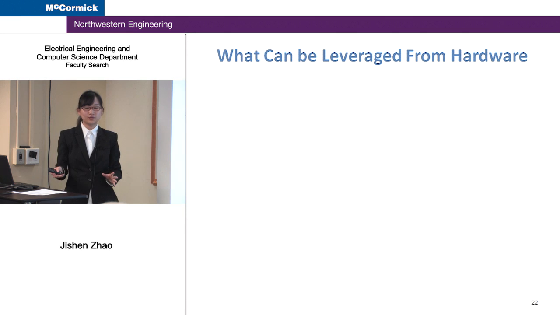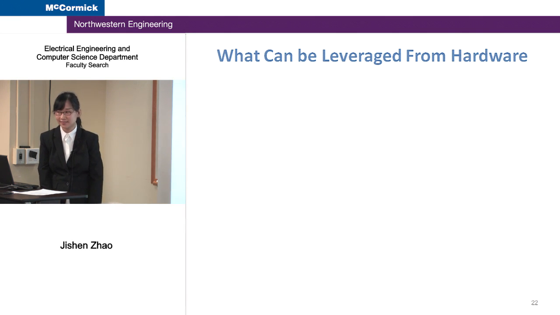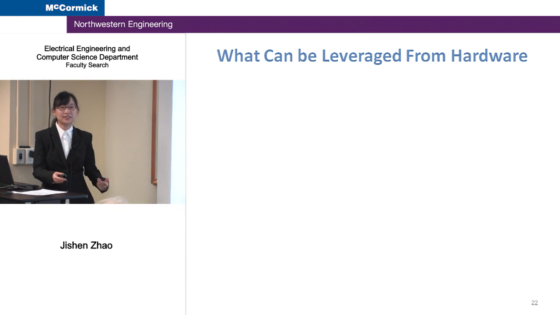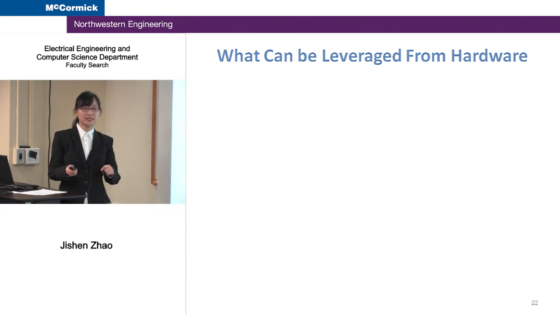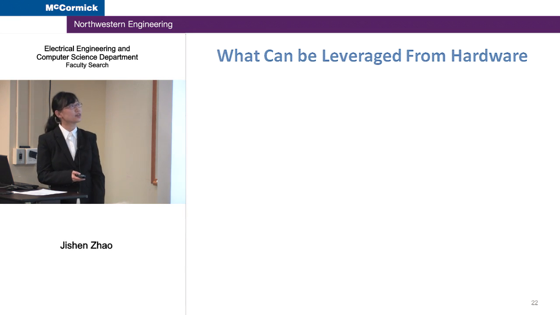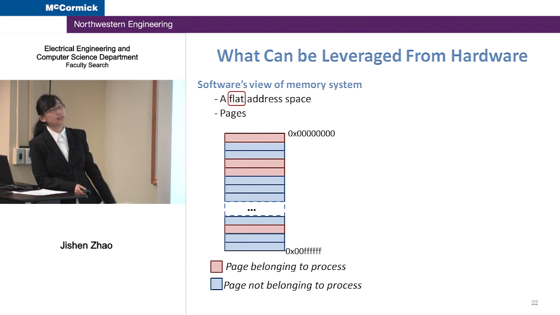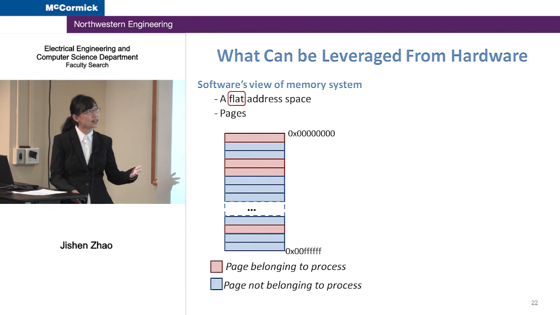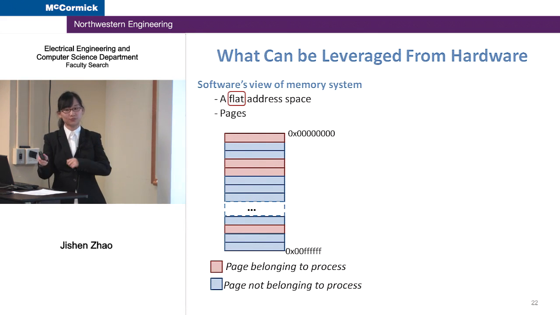Let's think about what can be leveraged from hardware. My answer will be a different view of memory system. As we have seen, most previous persistent memory designs root from the software perspective, and software's view of a memory system is a flat address space. So to maintain multiple versions of data, they need to explicitly divide this flat address space into multiple regions.